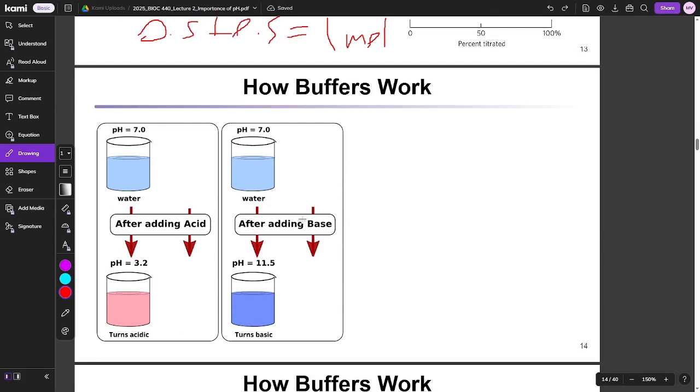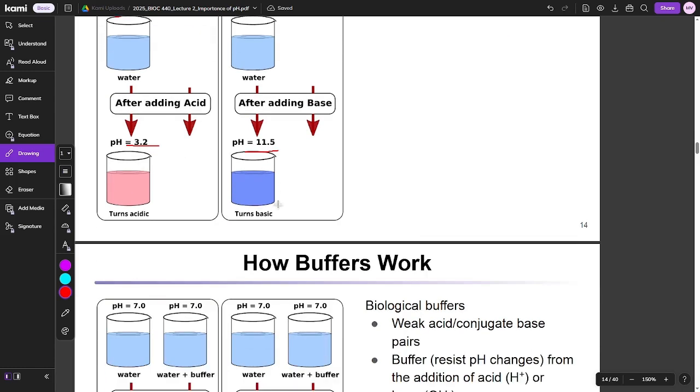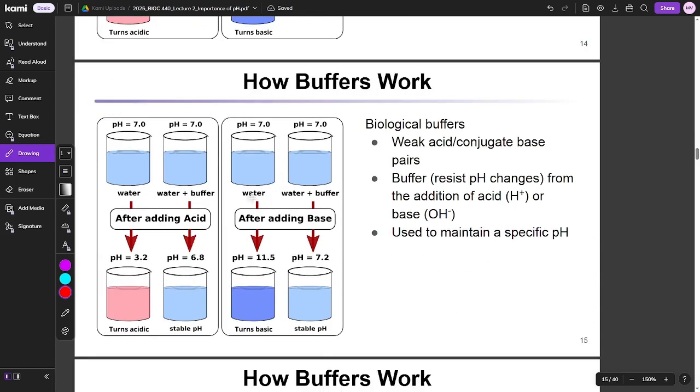Okay, so if we look at the next slide here, let's just start without a buffer. If you don't have a buffer and you add an acid, the pH just drops significantly. That's the point of the buffer, to stop this from happening. Similarly, if you add a base, it's just going to destroy it completely. We go from pH 7 to pH 11.5 if you add a base, and pH 7 to 3.2 if you add an acid.